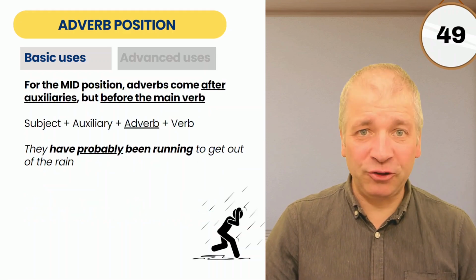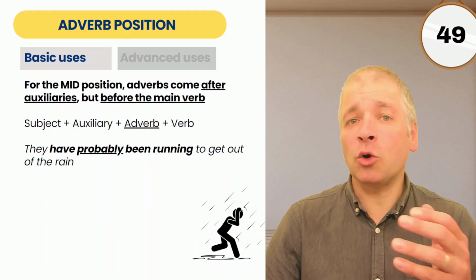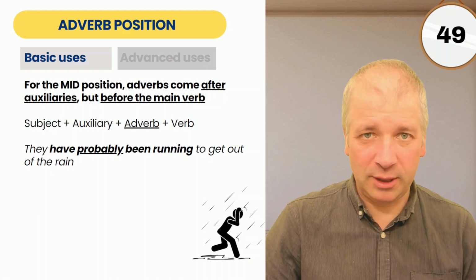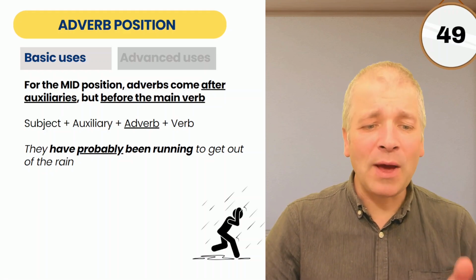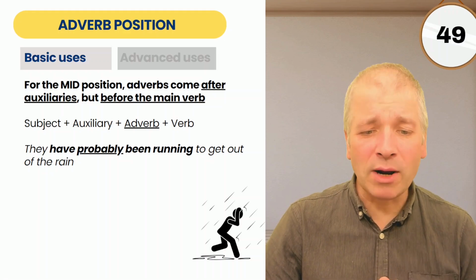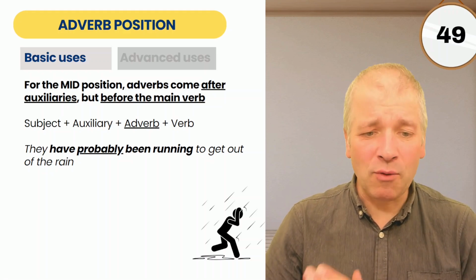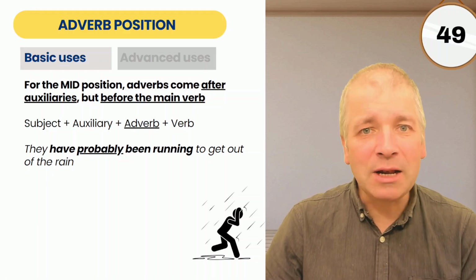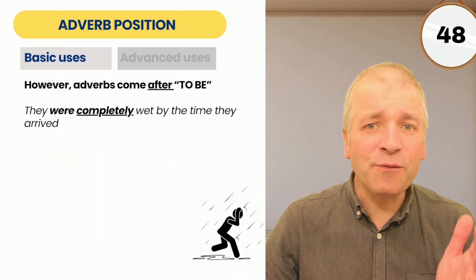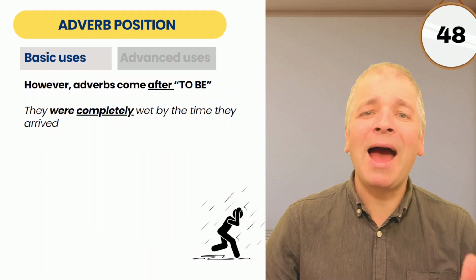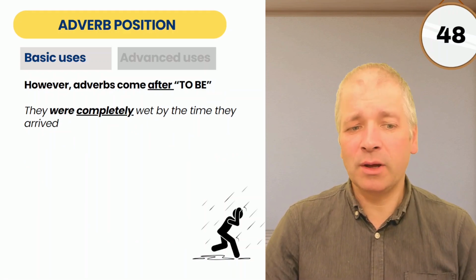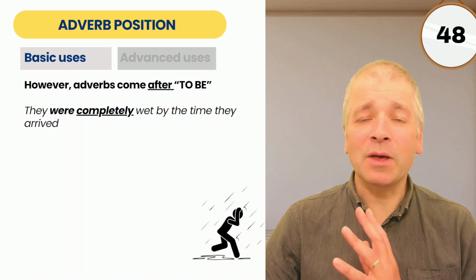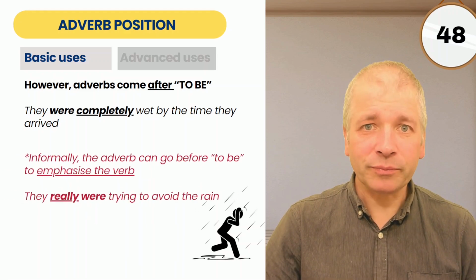For the mid position, sometimes you have an auxiliary verb, and the adverb comes after that auxiliary verb. For example, they have probably been running to get out of the rain. So it comes after the auxiliary, but before the main verb. However, with the verb to be, the adverb has to come afterwards. For example, they were completely wet by the time they arrived.